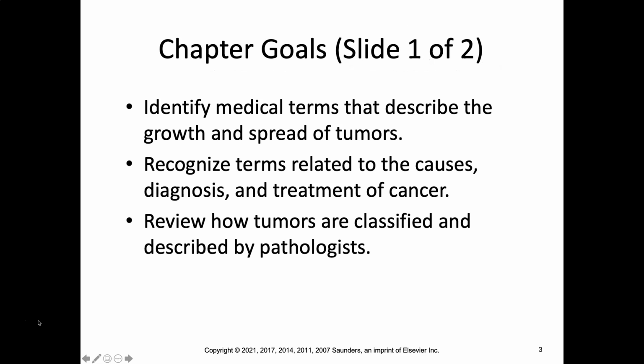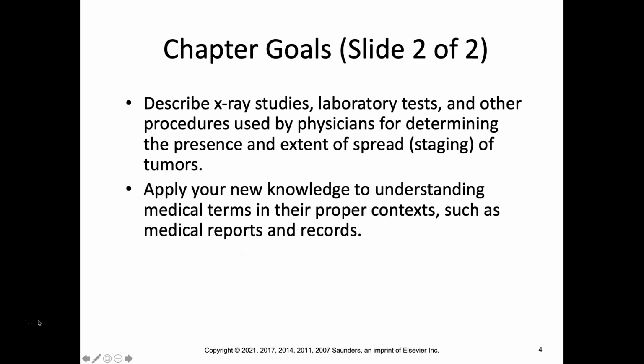If you are looking at your syllabus, we will be covering unit objectives 9.15.1 through 9.15.8. And if you are looking at your book, these are our chapter goals. We're looking at those medical terms that describe the growth and spread of tumors, looking at terms related to the causes, diagnoses, and treatment of cancer, how tumors are classified and described by pathologists, X-ray studies, lab tests, other procedures that are used for determining the presence and extent of spread, which is known as staging of tumors, and then we'll apply the knowledge to understanding medical terms in their proper contexts.